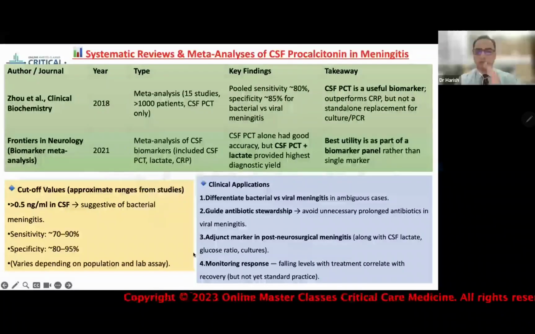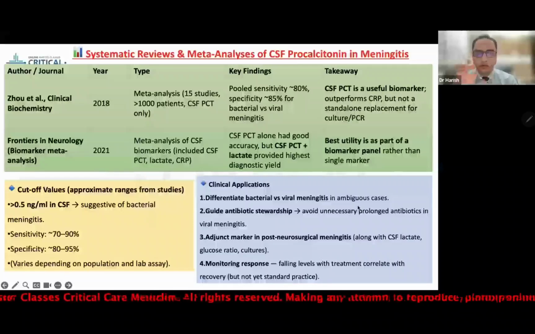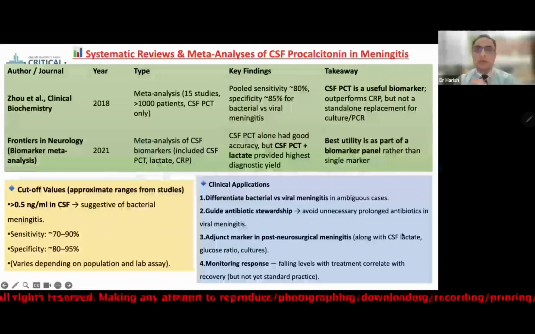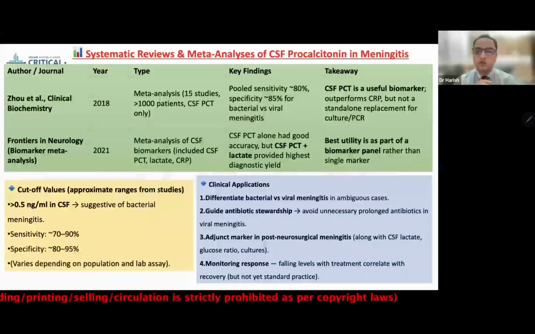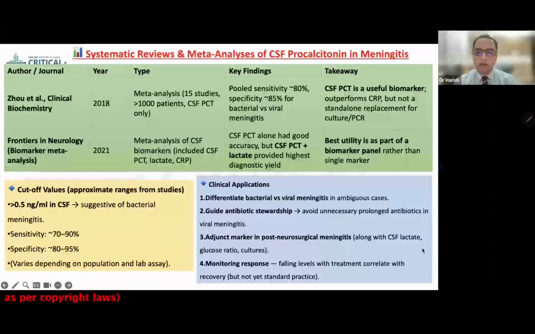Clinical application: it may help in differentiating bacterial versus viral meningitis when we have ambiguous cases, but always with the clinical context. It guides antibiotic stewardship, avoiding unnecessary prolonged use of antibiotics in viral meningitis. It is an adjunct marker in post-neurosurgical meningitis, along with CSF lactate and glucose ratio, culture, where we can give it some weightage. It also helps to some extent in monitoring therapeutic response.